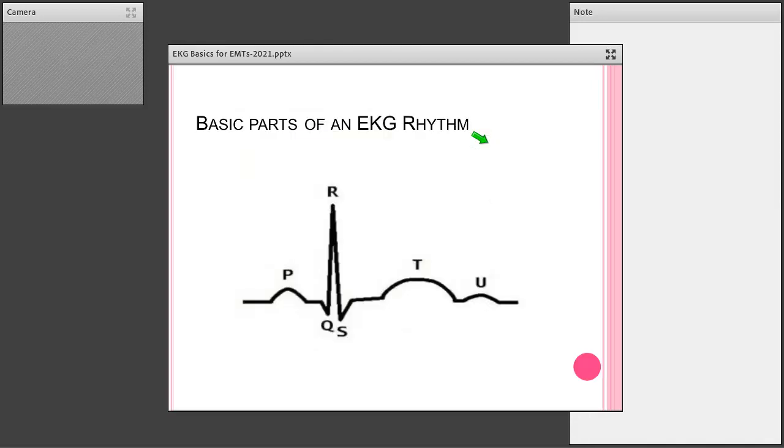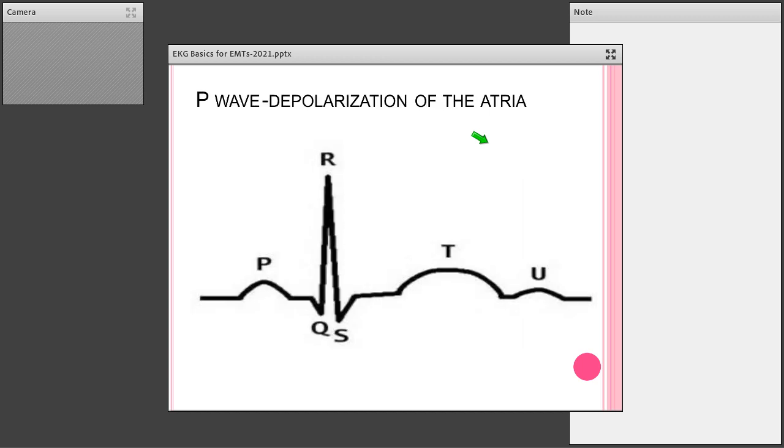Okay, so talking about the basic parts of an EKG rhythm, we're going to talk about each of these parts a little bit, and this picture will come up again. So we'll move on. So the P wave, which is right here, is the depolarization of the atria. So this is when the atria contract, and this is the electrical representation of those atria contracting.